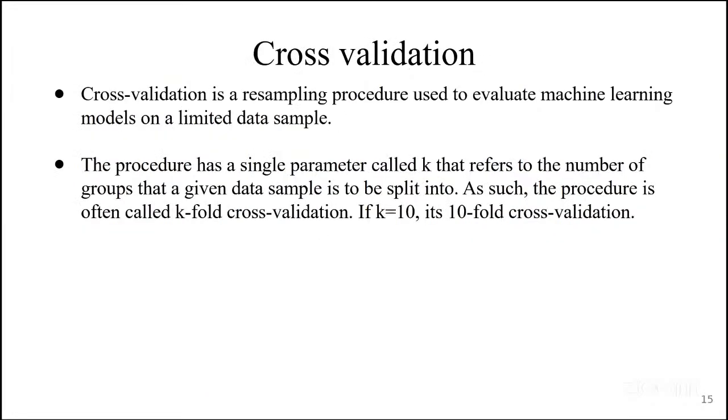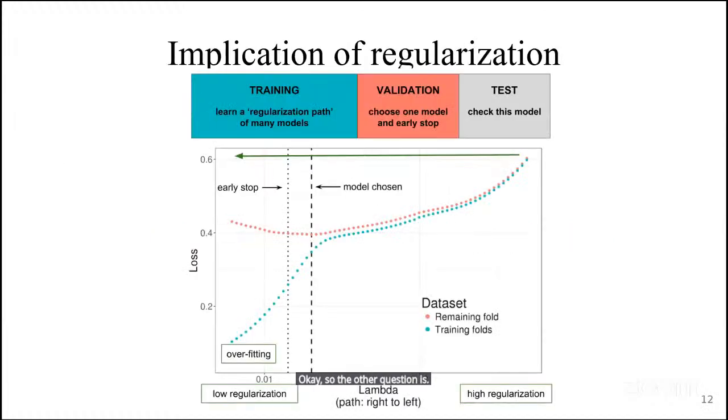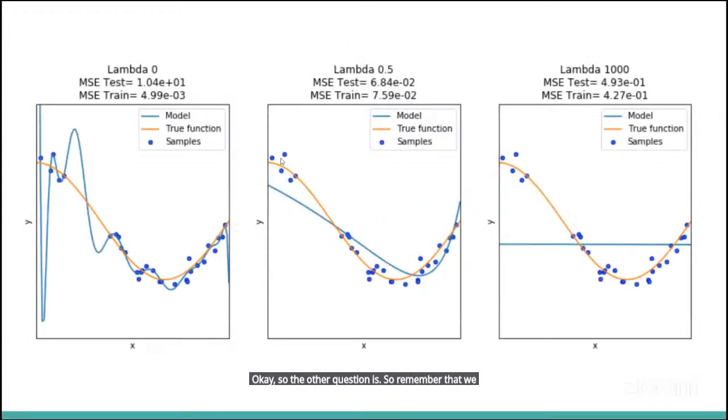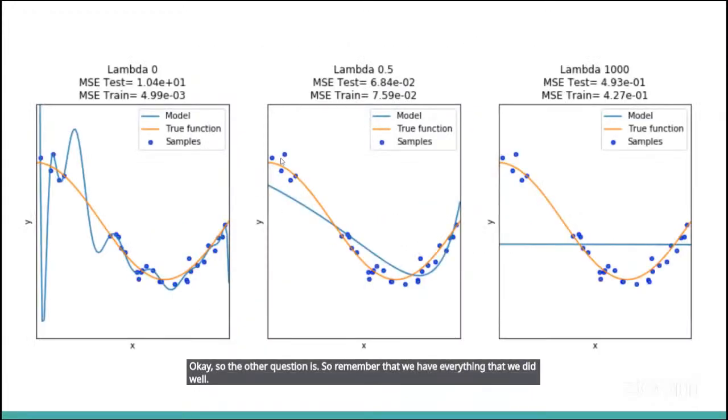Okay, so the other question is, remember that everything that we did was, we have the data set and we split the data set into train set and a test set.